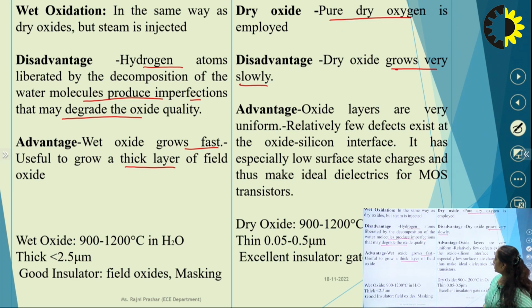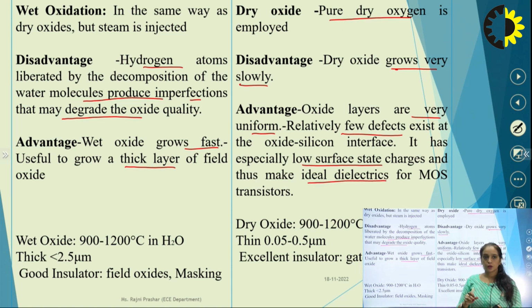If you check the advantages of dry oxidation, it provides a very uniform layer. Relatively few defects are there, and it has a very low surface state charge, and thus makes an ideal dielectric for the MOS. So we have seen that in case of MOSFET, we need to have a very thin layer. That thin layer in the range of some 100 Angstrom is grown with the help of this dry oxidation process. Okay.